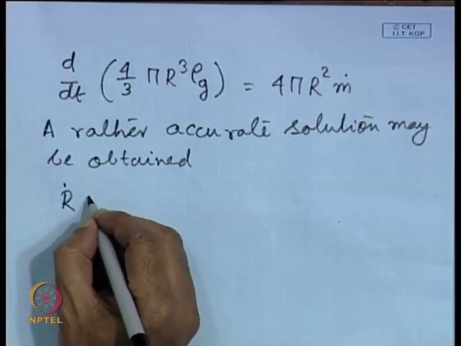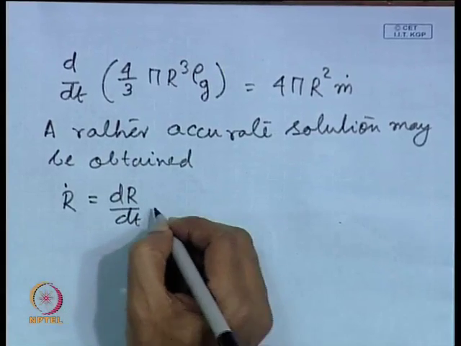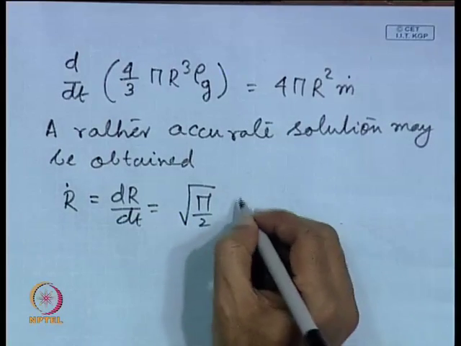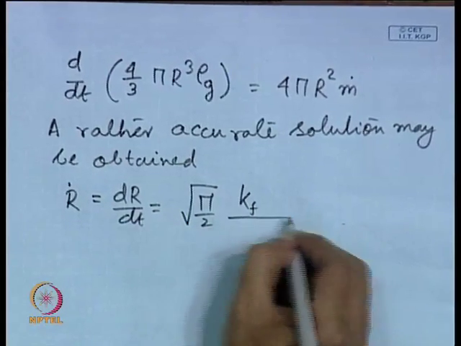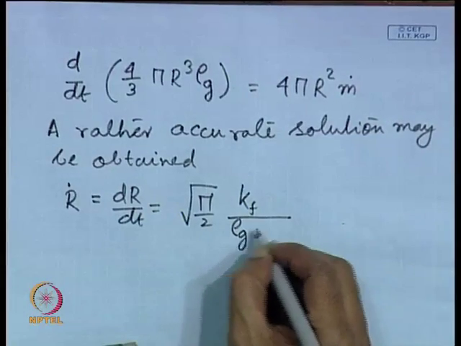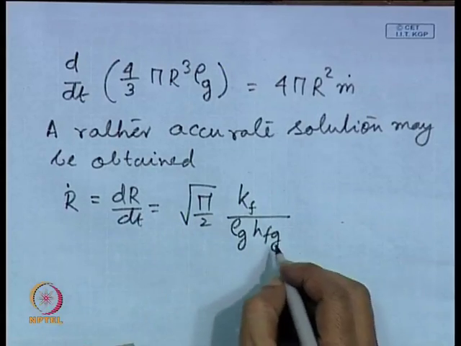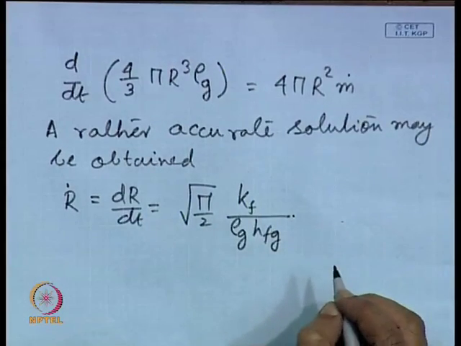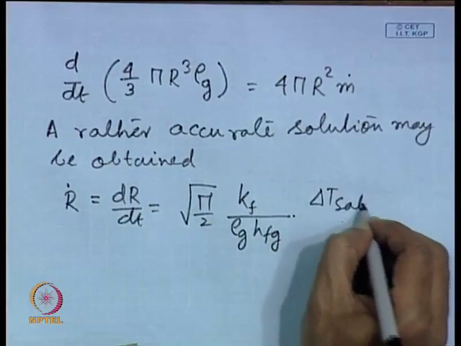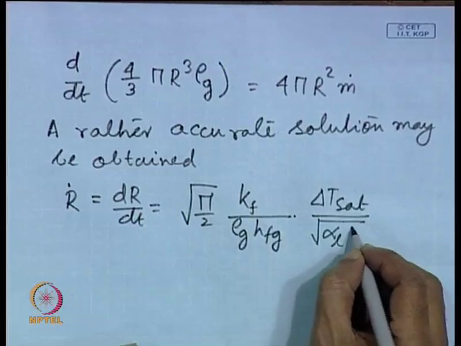r dot, that is equal to dr/dt, that is equal to root over pi by 2 times k_f, the thermal conductivity of the liquid, divided by rho_g h_fg, the density of the vapor and the latent heat of vaporization, then delta T_sat by root over alpha_L t.